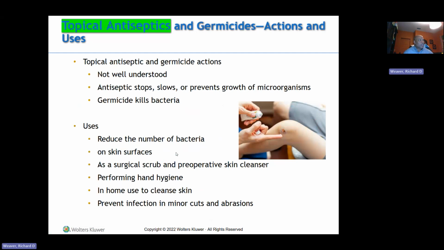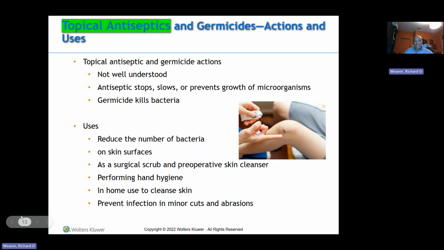All right, and so now we are looking at your topical antiseptics and germicides, their actions as well as uses. Right. Now, an antiseptic is a drug that stops, slows, and also prevents the growth of microorganisms. A germicide, of course, is a drug that kills, so the bactericidal type of medications that kill bacteria.